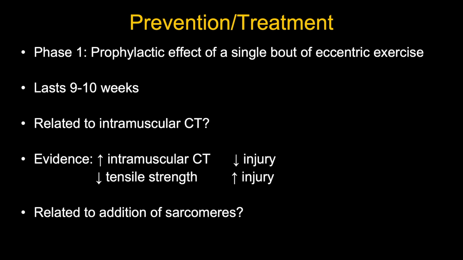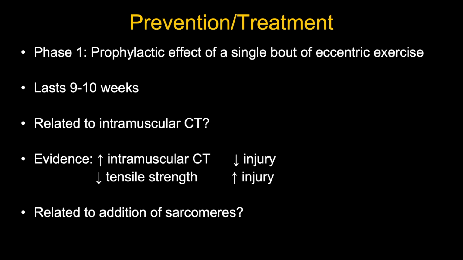So are there any preventative measures that we can take against skeletal muscle injury? And what are the treatment modalities for skeletal muscle injury? During phase 1, it appears that there is a prophylactic effect of a single bout of eccentric exercise that lasts approximately 9 to 10 weeks. This is known as the repeated bout effect or the repeated bout theory. There are several purported mechanisms for the repeated bout effect. The first of which is the neural theory.